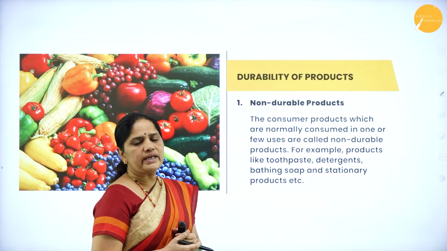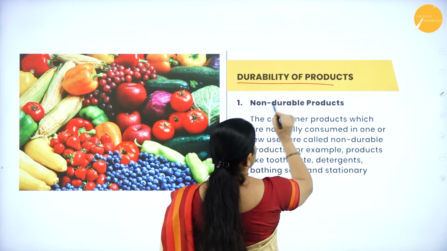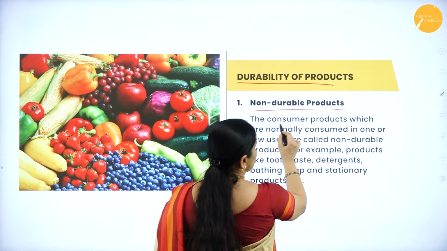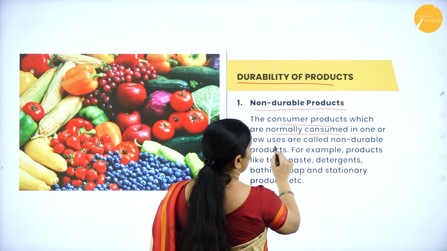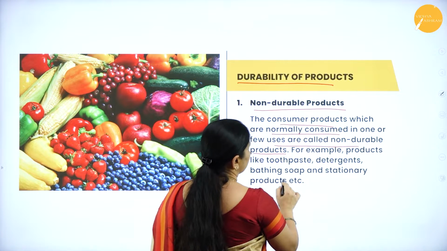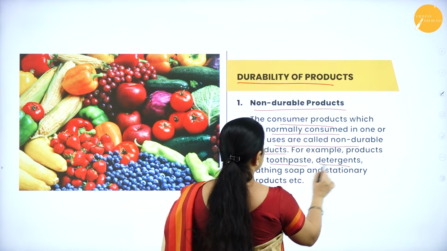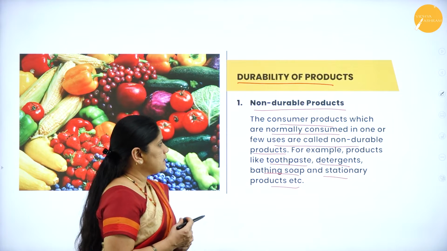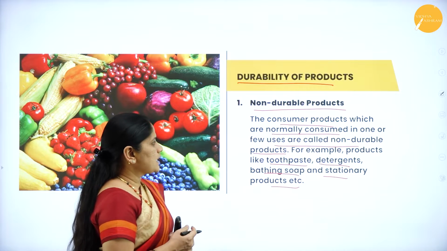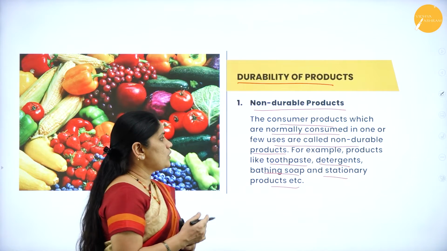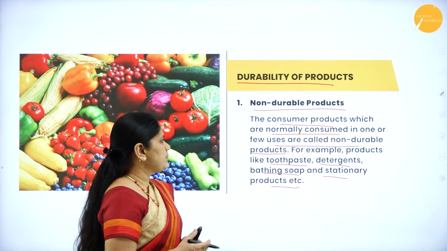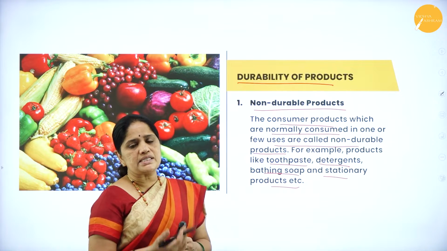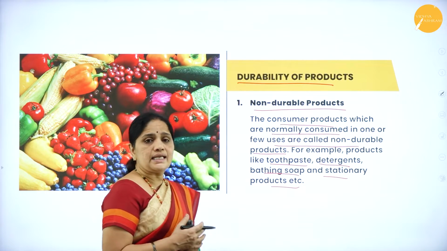Now, next, let us look into the durability of products, or durable products. We have consumer products which are normally consumed in one or a few uses, called non-durable products. For example, toothpaste, detergents, bathing soap, stationery products, etc., which we use in our daily lives.